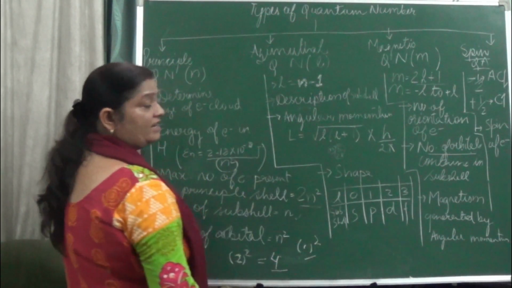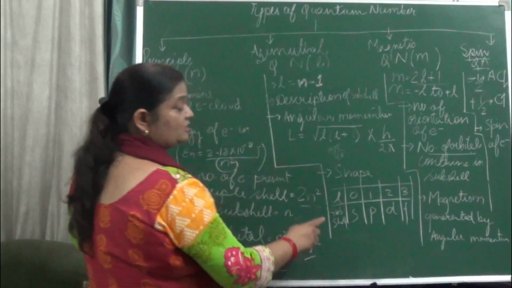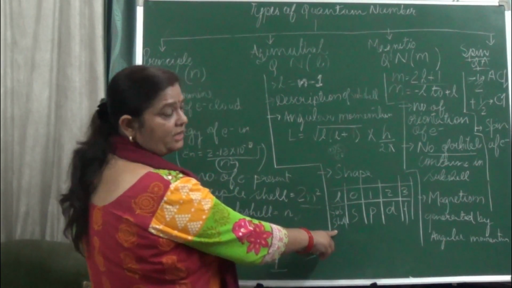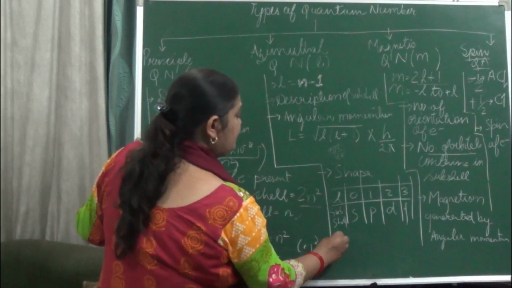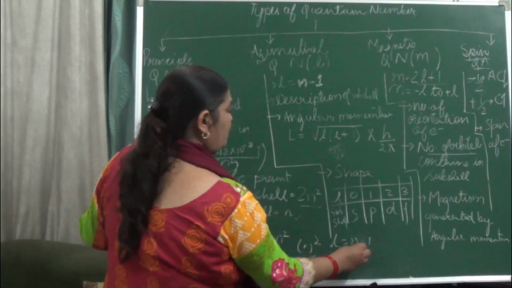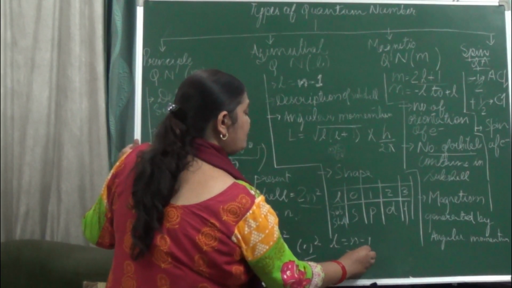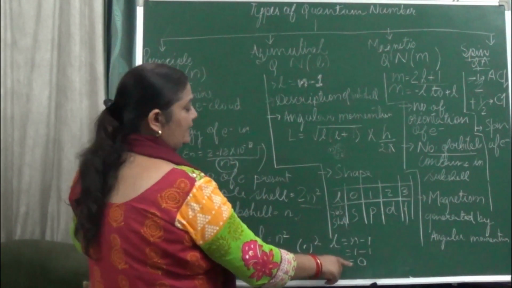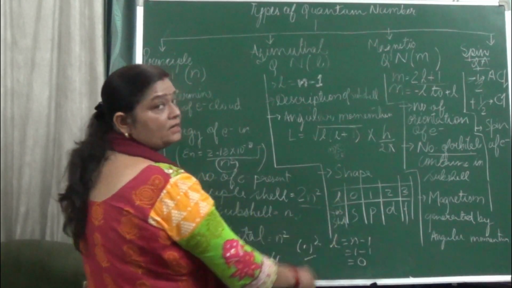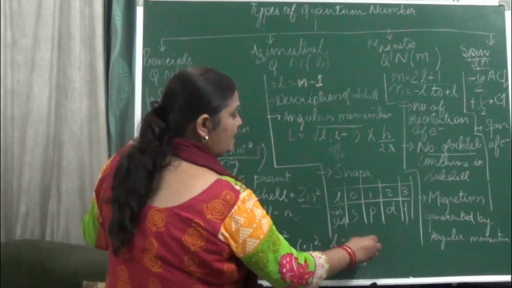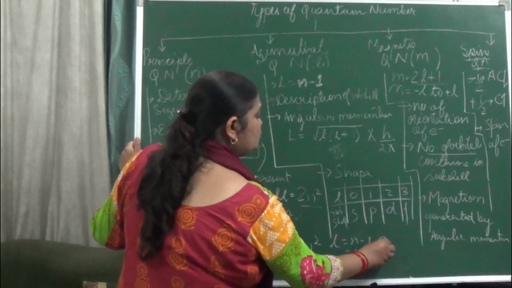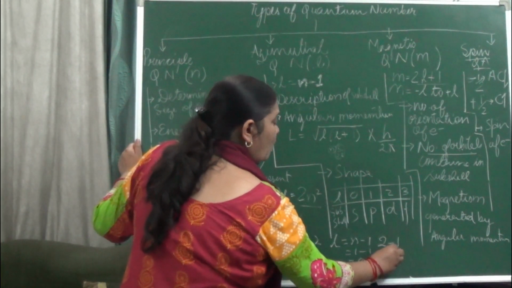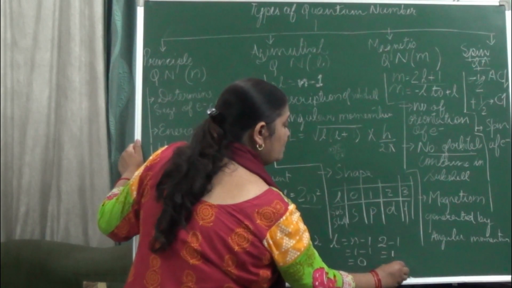By using this formula we can work it out from a small table. I can explain it to you all. Suppose l represents the subshell. Like I said right now, l is equal to n minus 1. If n is 1, then 1 minus 1 becomes 0. So if n is 1, l is 0. And then if n is 2, 2 minus 1 is 1. You will be writing 0 and 1.